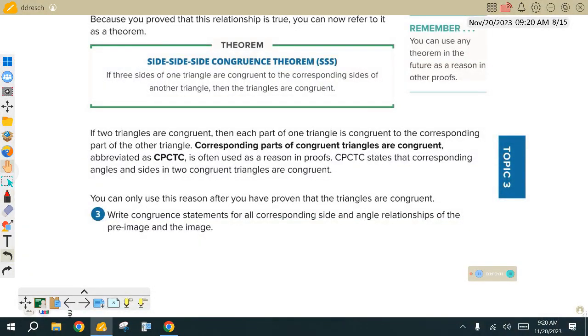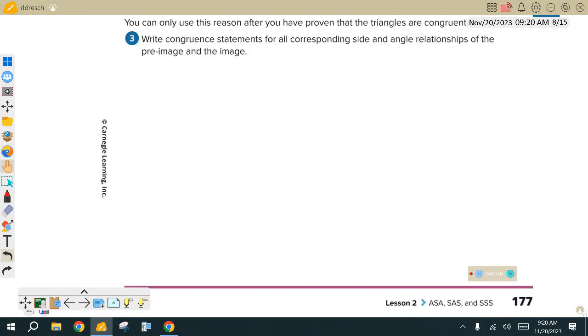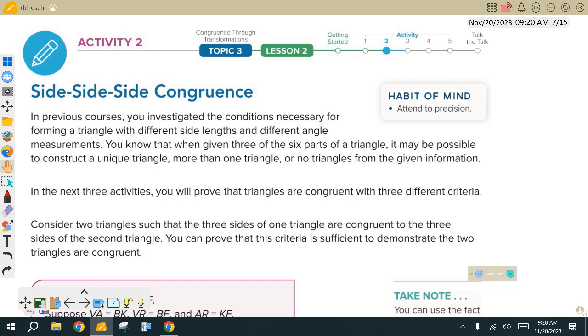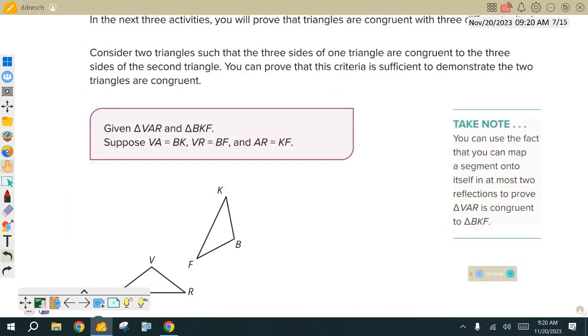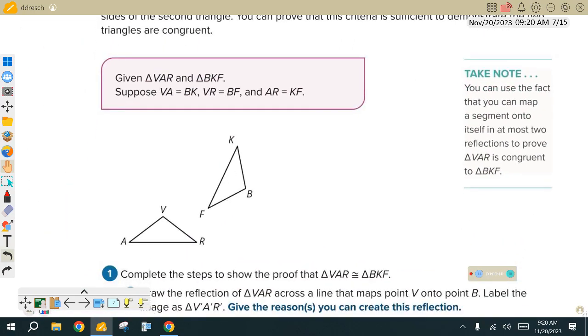Three shortcuts. I guess it was this page. We had done one of the shortcuts, side, side, side. And on that side, side, side, they had given us information about three things.